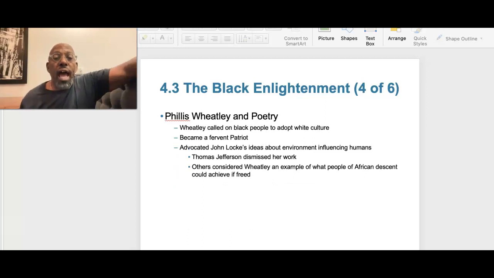Wheatley called on Black people to adopt white culture. She became a fervent patriot. She advocated John Locke's ideas about environment influencing humans. Thomas Jefferson dismissed her work, and others considered Wheatley an example of what people of African descent could achieve if freed. Now, again, Wheatley represents a line of thinking among African Americans.